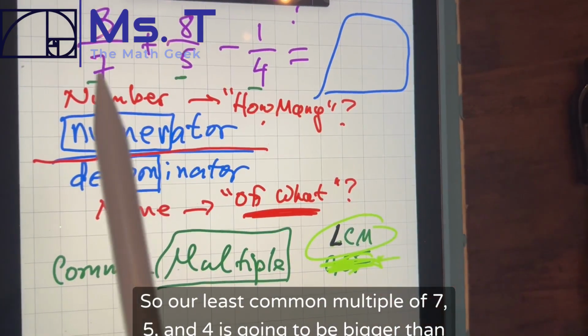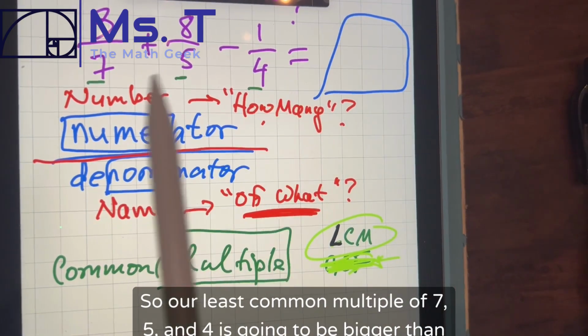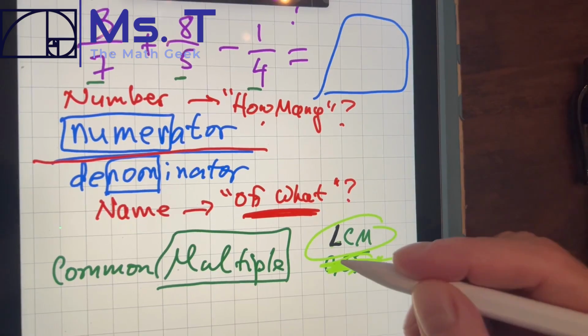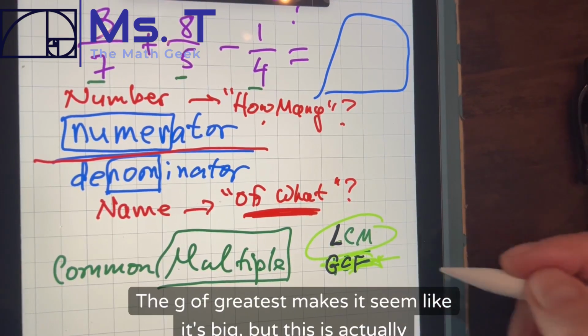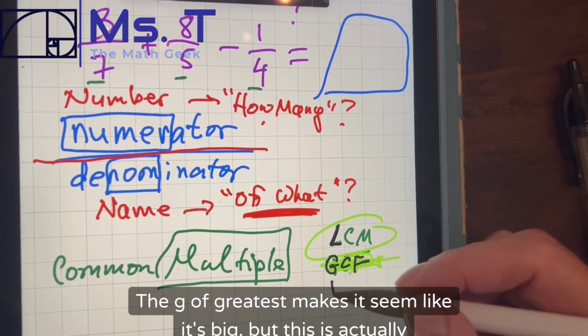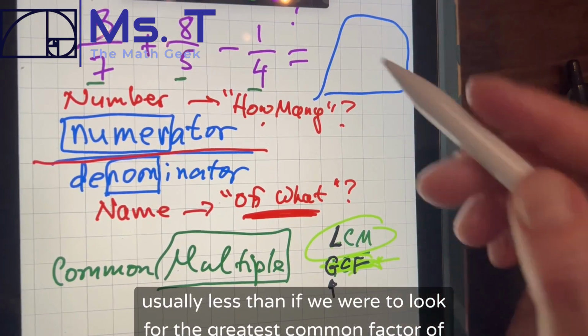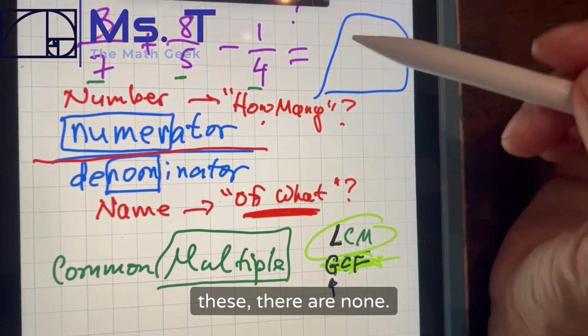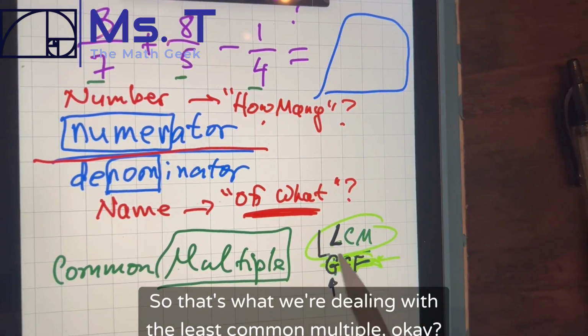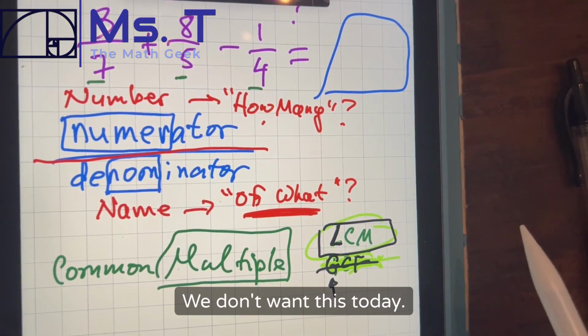So our least common multiple of 7, 5, and 4 is going to be bigger than all of them. Meanwhile, the G of greatest, I have to rewrite that. The G of greatest makes it seem like it's big, but this is actually usually less than. If we were to look for the greatest common factor of these, there are none. So that's what we're dealing with, the least common multiple. We don't want this today.